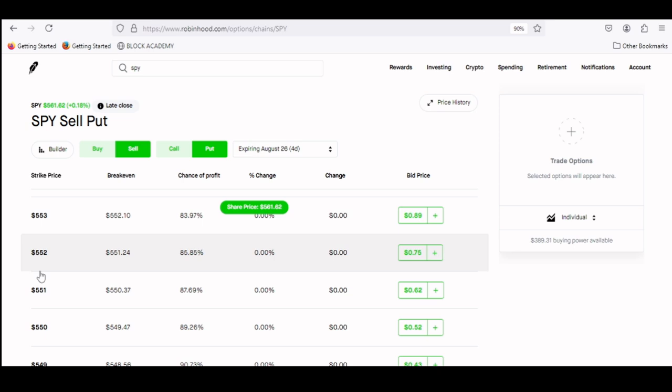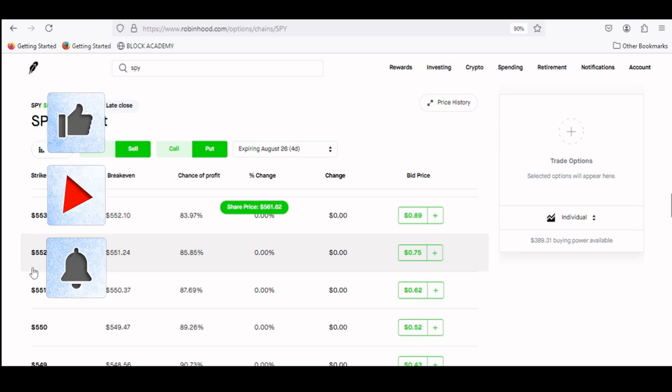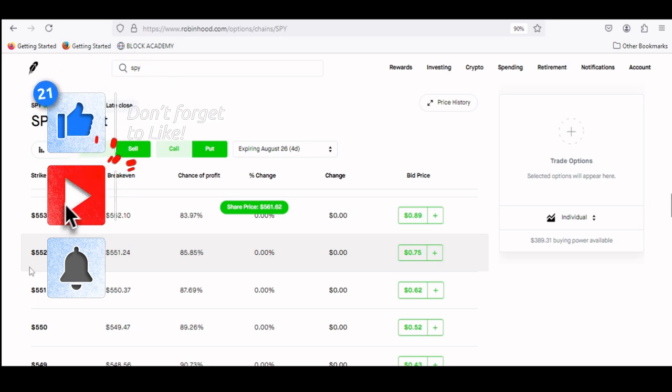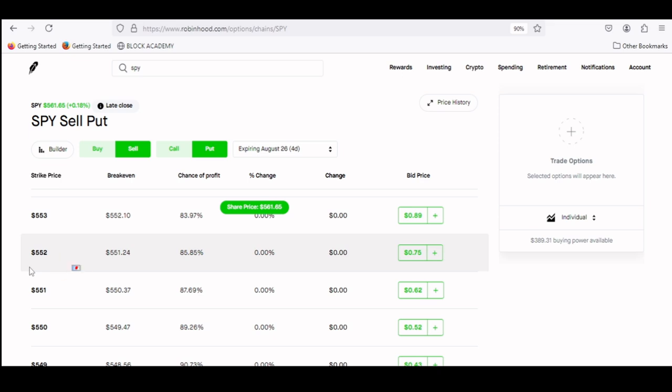Now, why did I choose the 552 strike price? Well, there are a couple of reasons. One is that I have been doing this for years, so I know exactly what strike price I should choose in order to maximize my returns. As a beginner, here are two criteria that you could use in order to determine a strike price that's going to work for you. One would be your chance of profitability. As you can see up here, this column says chance of profitability.